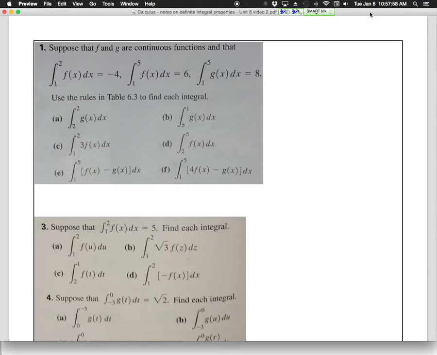Part C, the integral from 1 to 2 of 3 times f of x dx. Erica, -12. Any issues with -12? Part D, the integral from 2 to 5 of f of x. This is the toughest one of this group. Not possible. It is possible. Brady, what is it? 2 to 5 of f of x dx. Is it 10? It is 10.